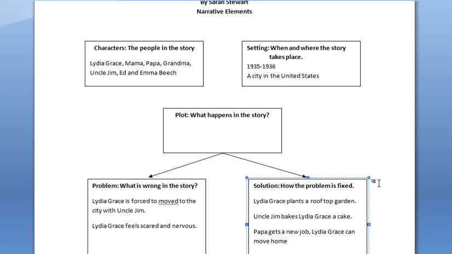By identifying the narrative elements in a story, we are able to better understand what happens in the story.